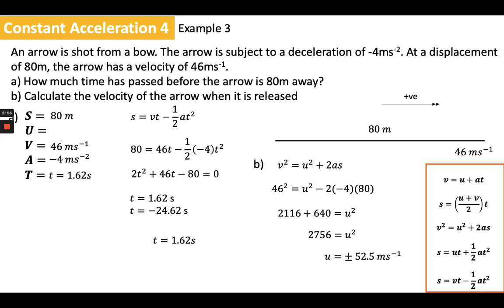Now, again, I have a couple of different answers, and I can say that I'm interested in the positive answer. I know that I've shot an arrow this way. That makes sense given my initial time. Okay, so I've shot an arrow in the positive direction and it's lost some speed. And after 1.62 seconds, it's at 46 meters per second. Okay, so that's those questions answered. Those answers make sense in the context.